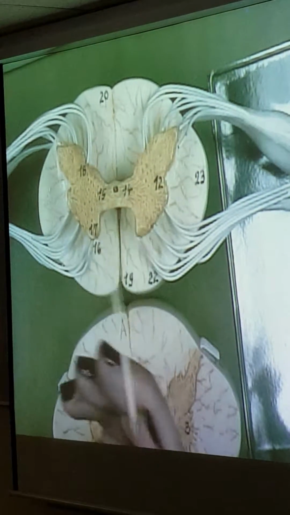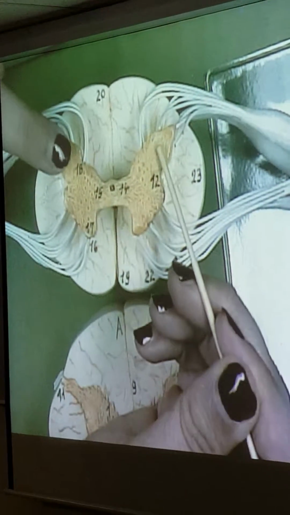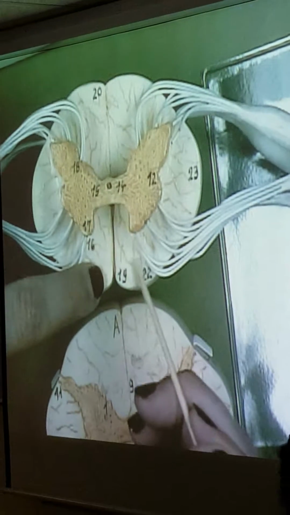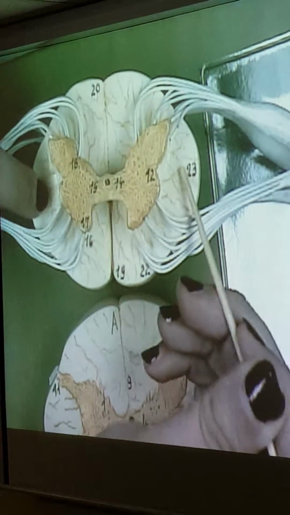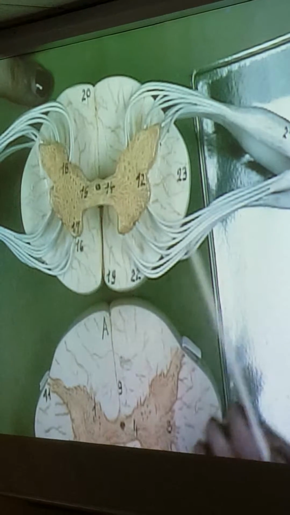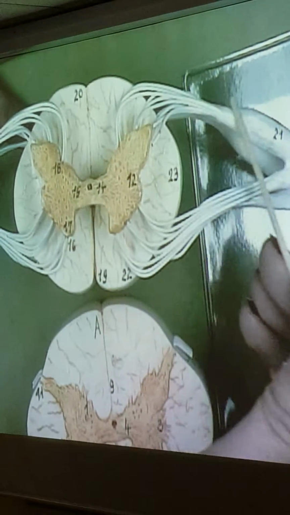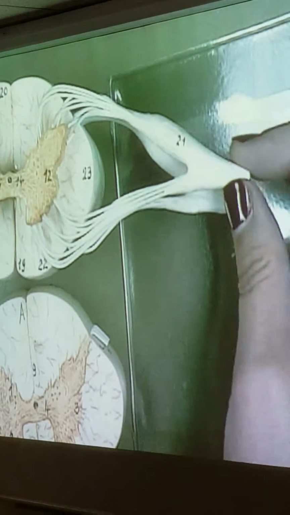These right here would be the anterior horns, lateral horns, posterior horns, anterior funiculi, which is plural for funiculus, lateral funiculi, posterior funiculi. Coming into the anterior horn, we have the anterior root, and going out of the posterior horn, we have the posterior root, and then the posterior root ganglion, and then these two come together to form your spinal nerve.